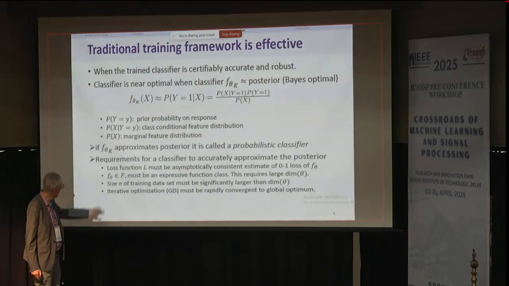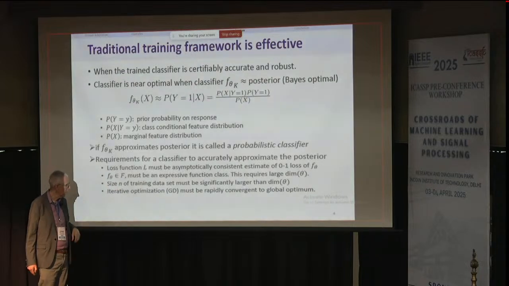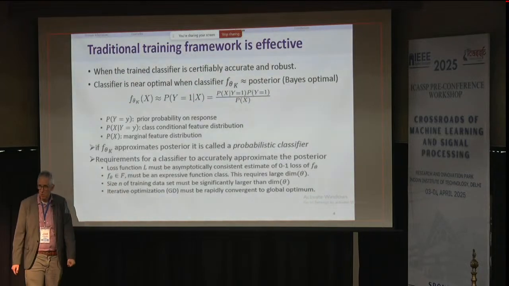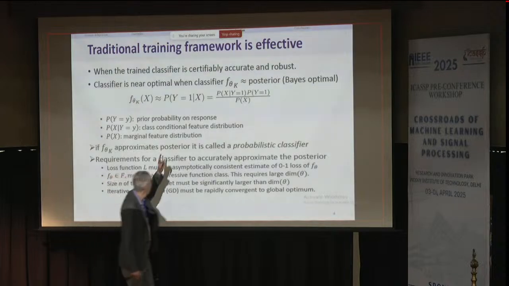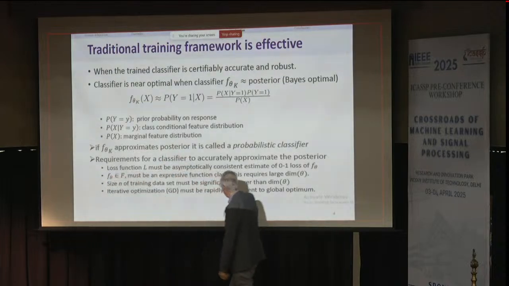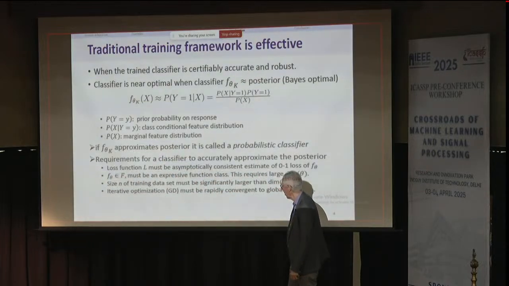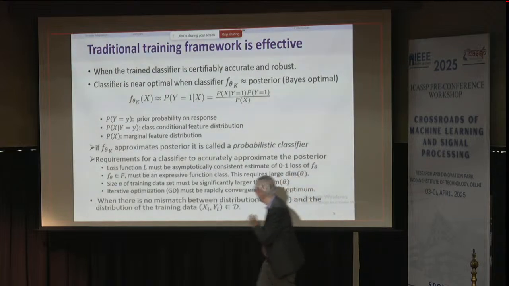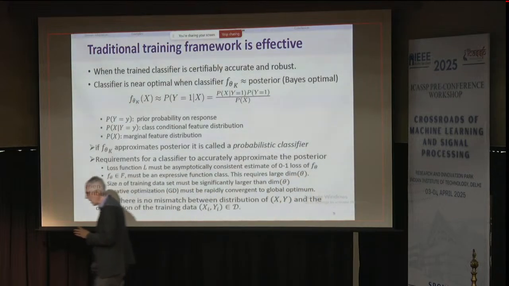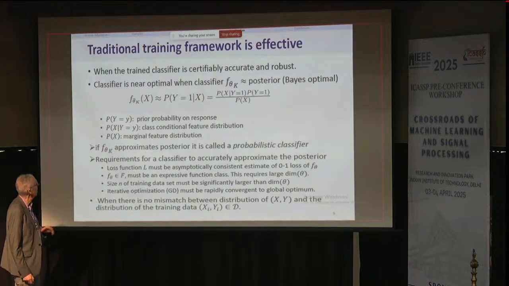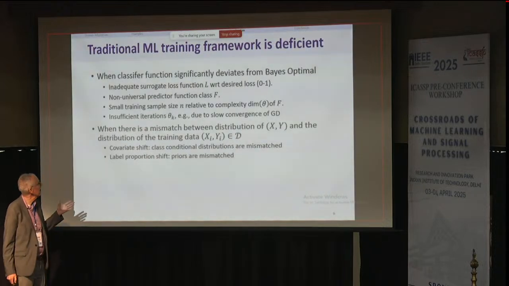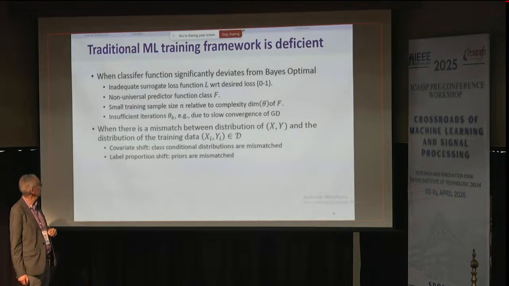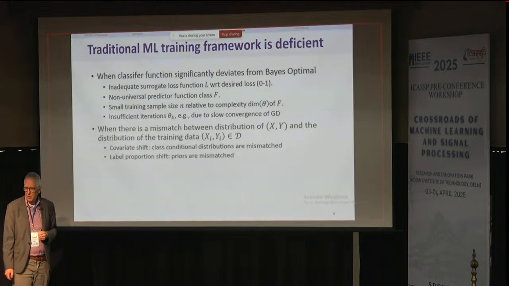The other issue is that we need to have a rapidly convergent iterative optimization algorithm if we want to stop early and be able to approximate this solution of the 0-1 loss function. So there are a lot of requirements here, right? And that's why the deficiency of the traditional training framework for these large models is really a big concern.